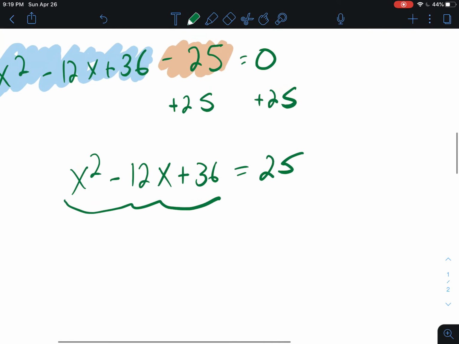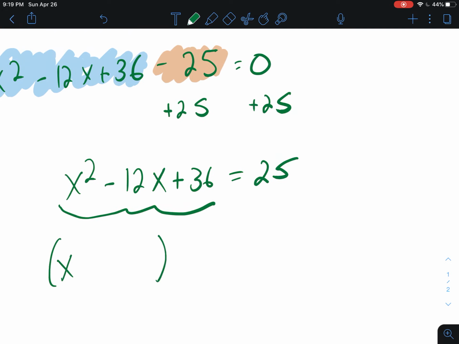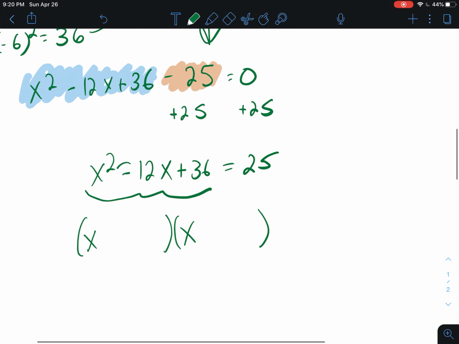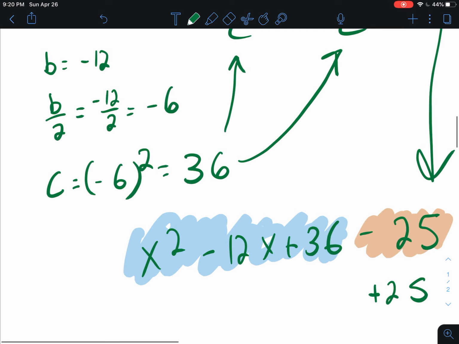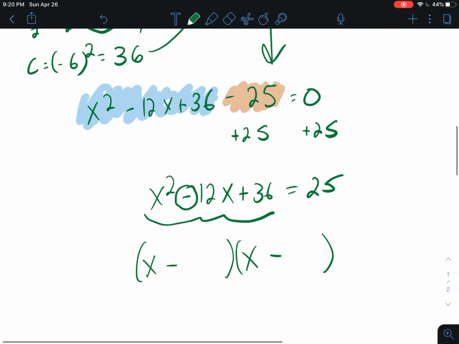The factoring for this is the same every single time. It becomes x, and then we look at the middle number right here. It's negative, so negative and negative go in each of those. And then our b divided by 2 value, see how that's negative 6, is going to go right here. So we have negative 6 and negative 6. That's how we would factor that.